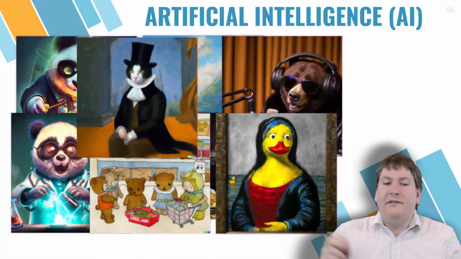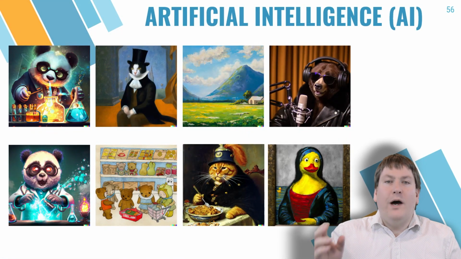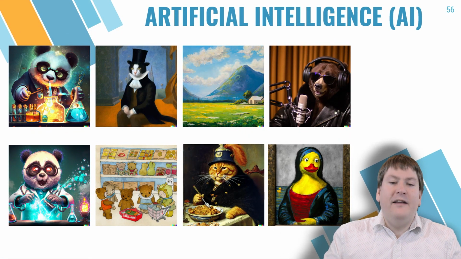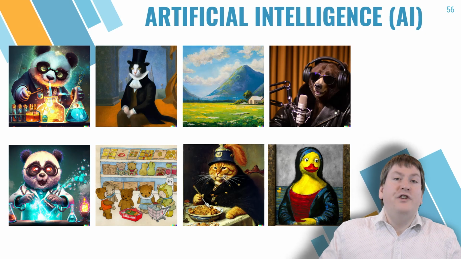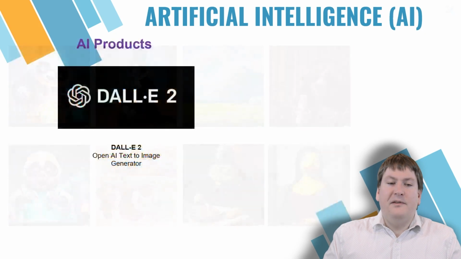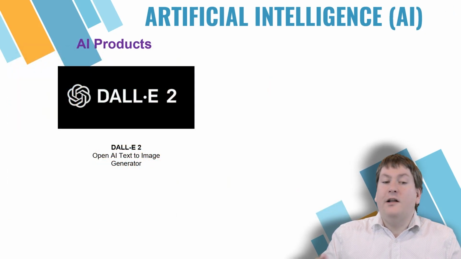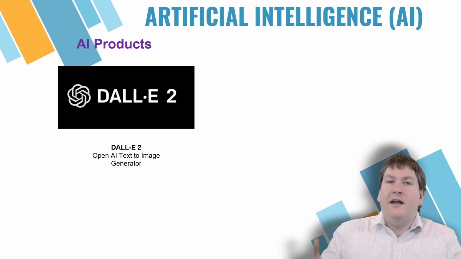So, what do all of these pictures have in common, and why am I showing them to you? You've probably guessed, but these are all photos or paintings that were made by an artificial intelligence or a machine learning model. Specifically, these are products of DALL-E 2, which is a text-to-image generator created by OpenAI. OpenAI is a group that's been doing a lot of really advanced AI work recently that you've probably heard of, and includes things like ChatGPT.